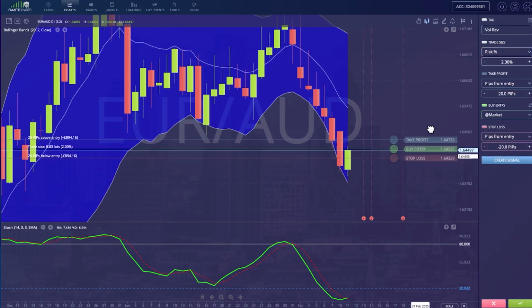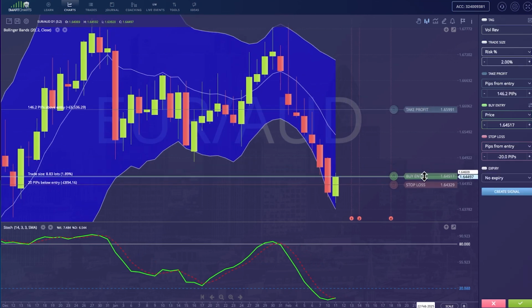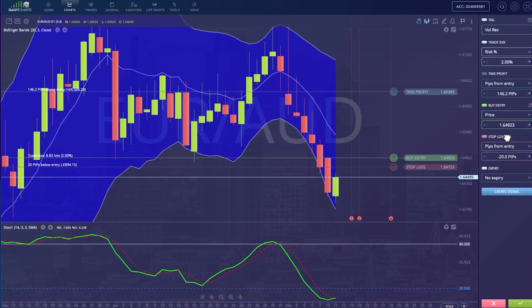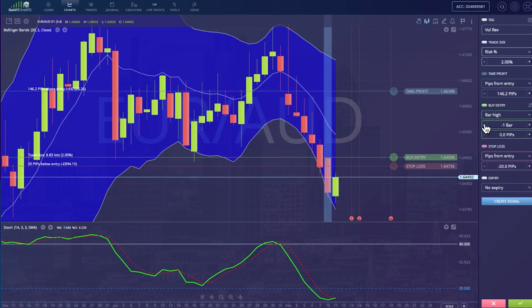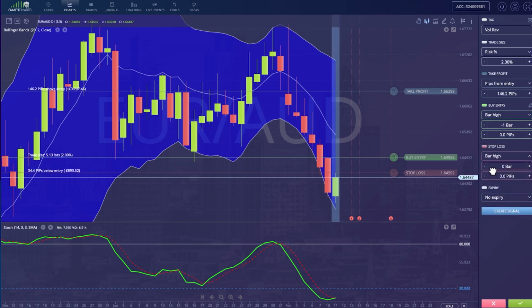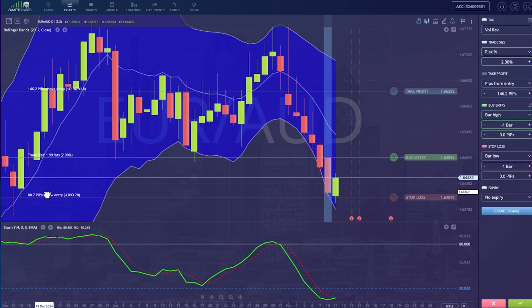So let's remove this line and I'm going to buy. My buy entry is off the high of the previous bar. So here I can just go, look, previous bar high, and I can choose which bar, that bar. My stop loss is on the bar low, so I can make sure I get it perfect off the previous bar. And whatever that measures, that's 88.7 pips.